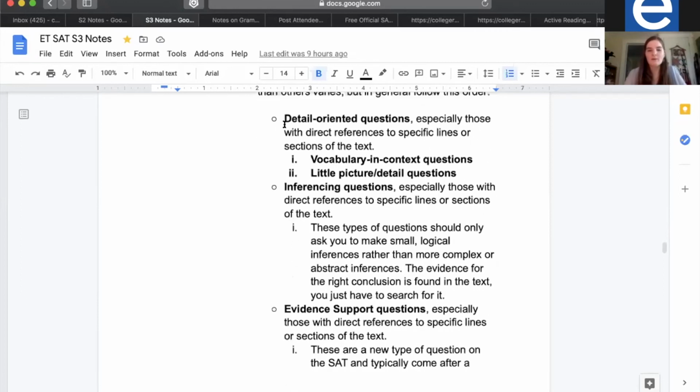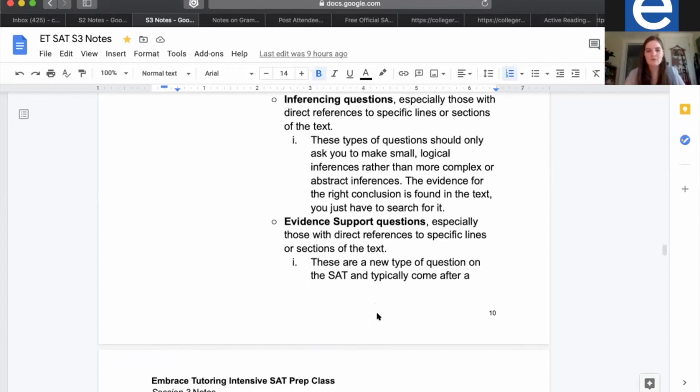In general, I recommend following this order for approaching question types when you're answering the questions. So once you've done your reading and your annotations, start with your detail-oriented questions, okay? Especially any questions that make direct references to specific lines or sections of the text. Always start with those, okay? Detail-oriented questions are going to be giving you specific line numbers. So these are things like vocabulary and context. So you have little picture or detail questions, so references to the text basically, or asking you to understand something in context for vocabulary or how it's being used, all right? Those are those types of questions.